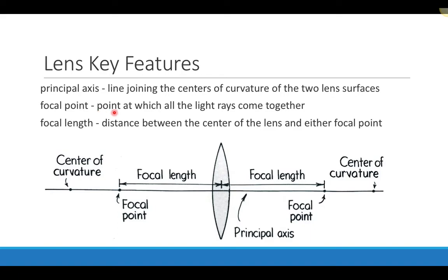The focal point is the point at which the light rays come together. We talked about that earlier. So basically, if I had light coming in parallel, it would all bend and pass through that focal point. And for a converging lens, the focal point would be on the opposite side of the lens as to where the light is coming in. And there's a focal length, and the focal length is just the distance that is measured from the center of the lens out to where the focal point is located.